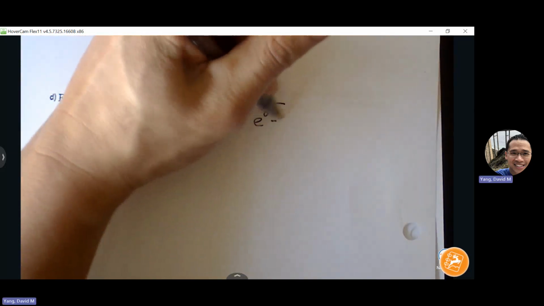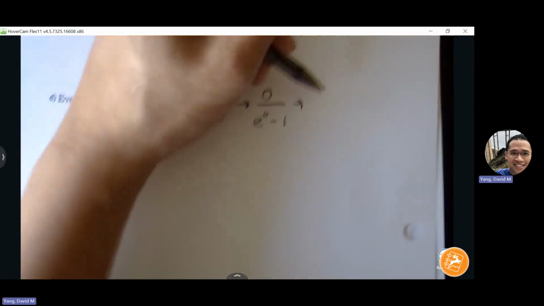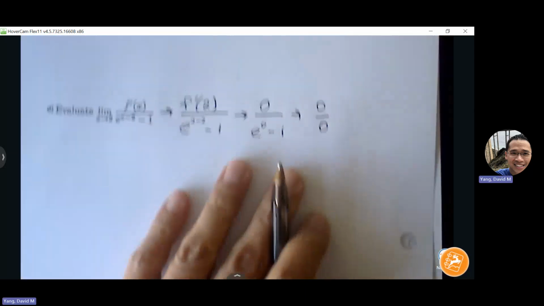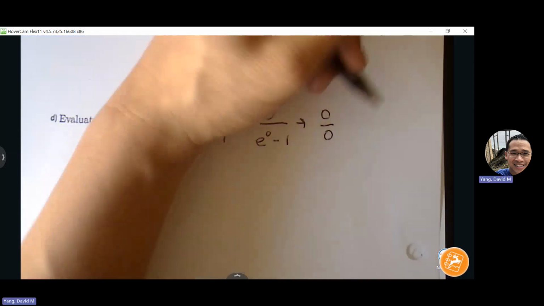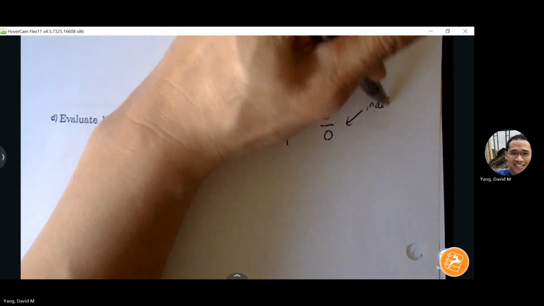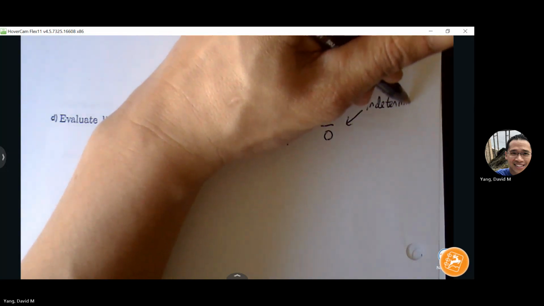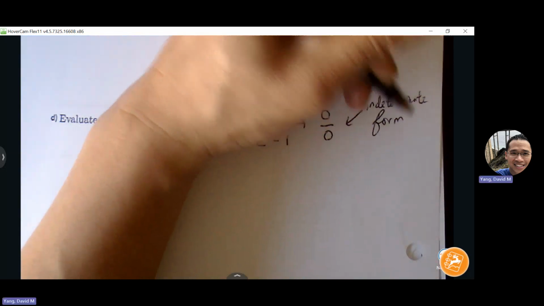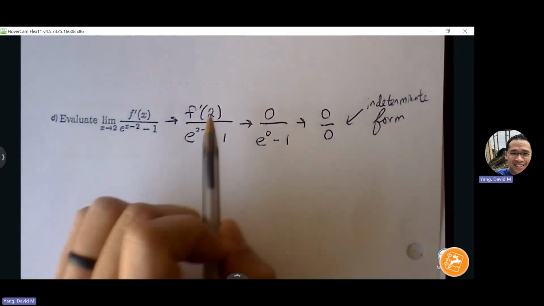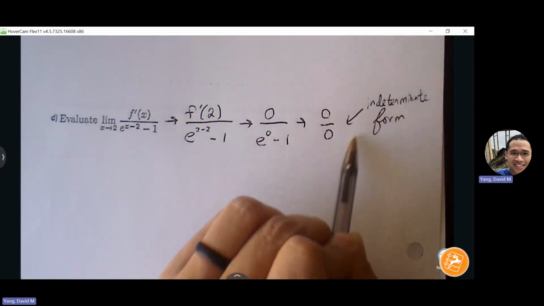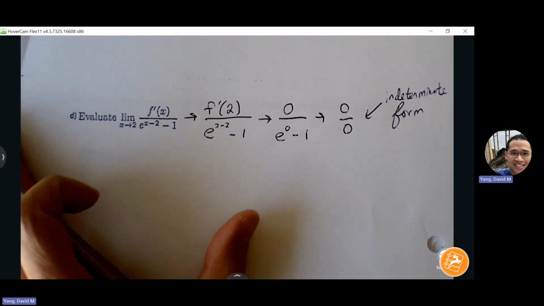e to the 0 minus 1. So denominator, we get what? 0 over 0. Now, 0 over 0, what that tells us is that there's a hole. This is indeterminate form. The value doesn't exist there for this graph, but the limit does. We just have to find what that limit value is. We just haven't found it yet.